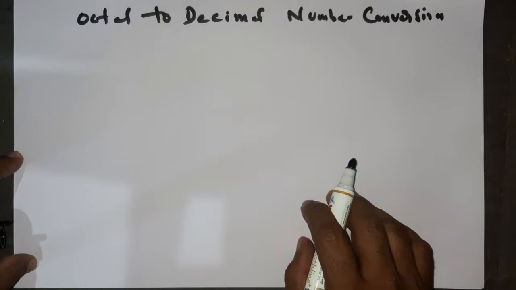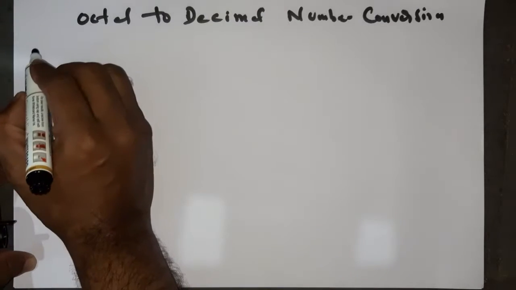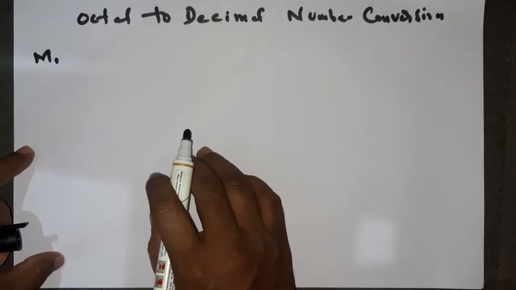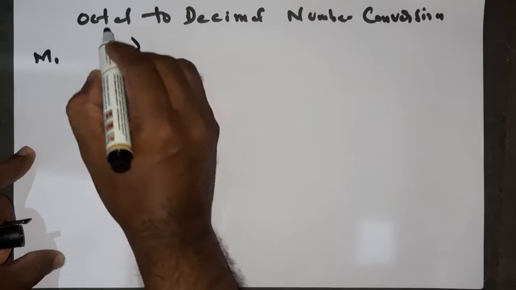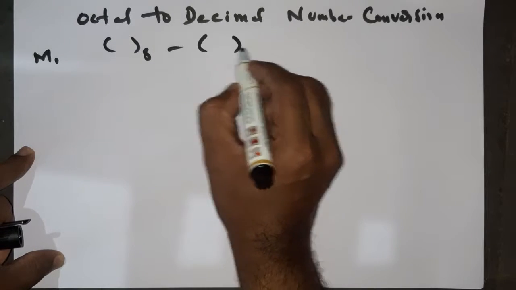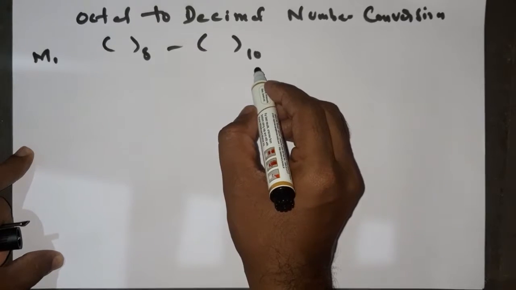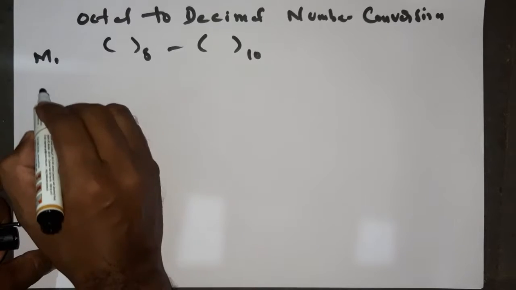So, octal to decimal number conversion we can do in two methods. We'll go with method 1, right? Method 1. For this I am taking an example here. We know how many digits we have in octal, 8. In decimal we have 10. That's why we are writing 8 as a base in octal and 10 as a base in decimal. Let me take an example to understand.